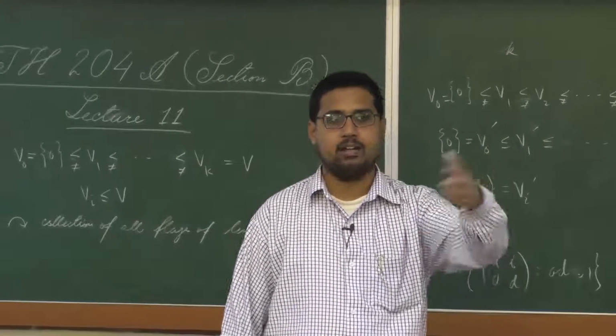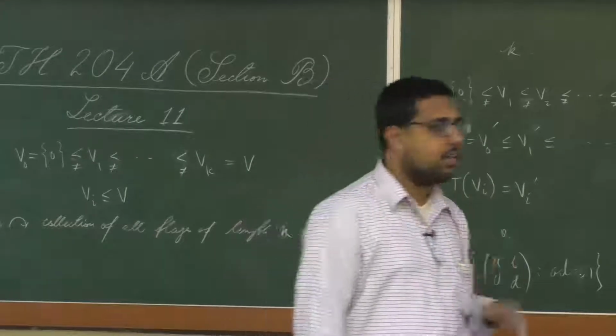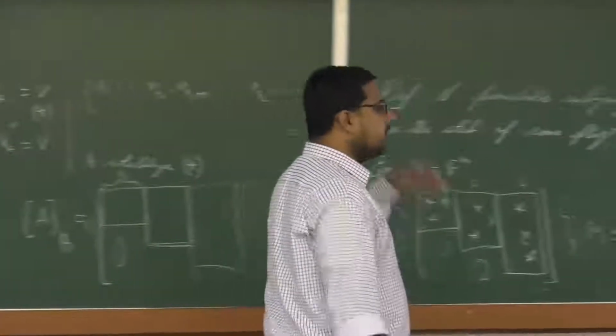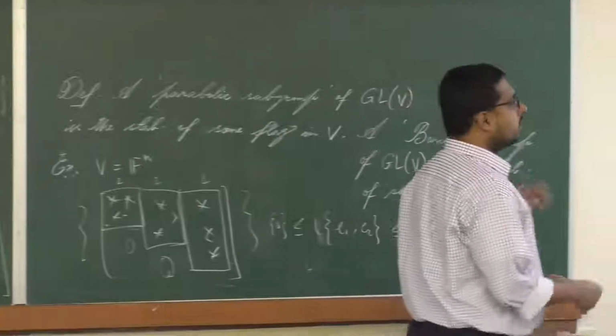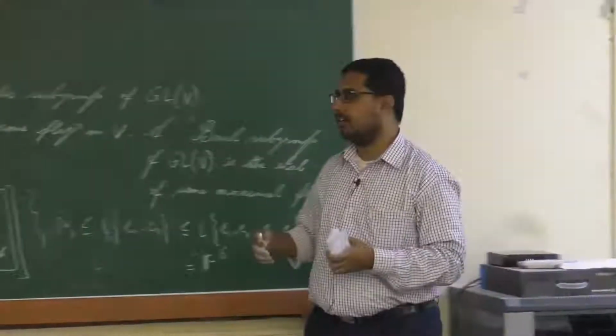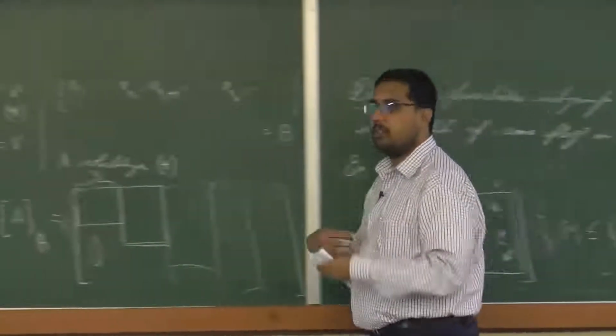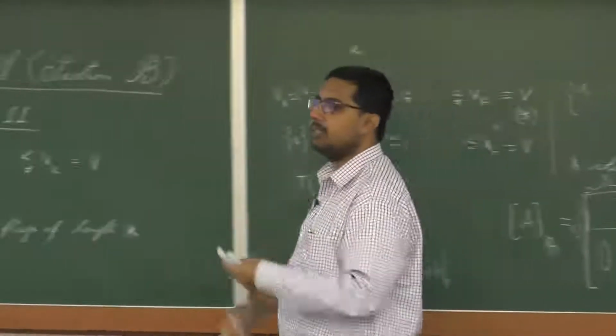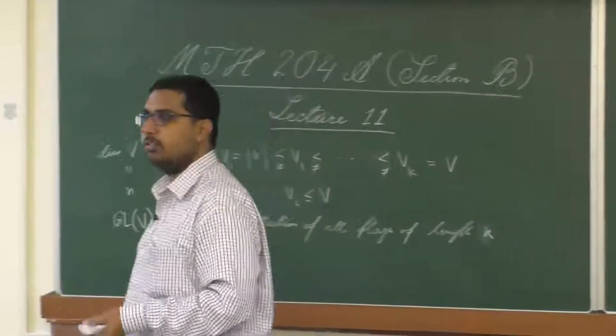Thus the general concept is parabolic subgroup. Parabolic subgroups are stabilizers of some flags, and Borel subgroups are stabilizers of maximal flags. Any two Borel subgroups must be conjugate to each other. However, this may not be the same for parabolic subgroups. Of course, it will not be.